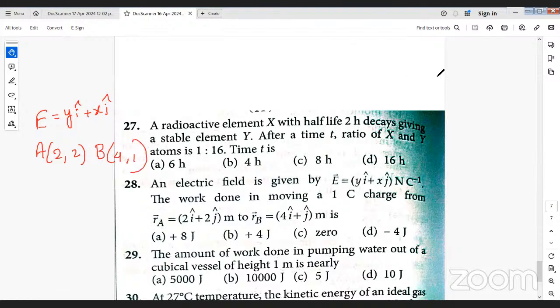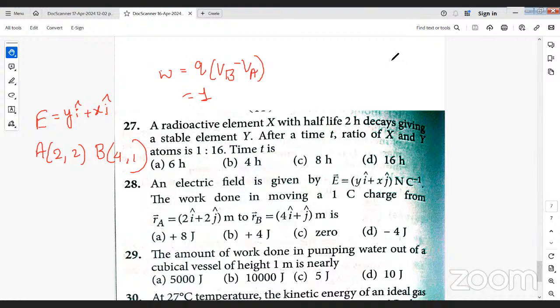Okay. What we need to do here, students, see the work done in moving a charge of 1 coulomb from rA to rB. The work done they are asking. So work done is equal to, formula in terms of potential and charge, Q into the difference in the potential, because we are changing between two points, VB minus VA. Correct. So Q is given as 1. But what about VB and VA? For that they have given the equation here. So what I'll do is I'll just differentiate that.